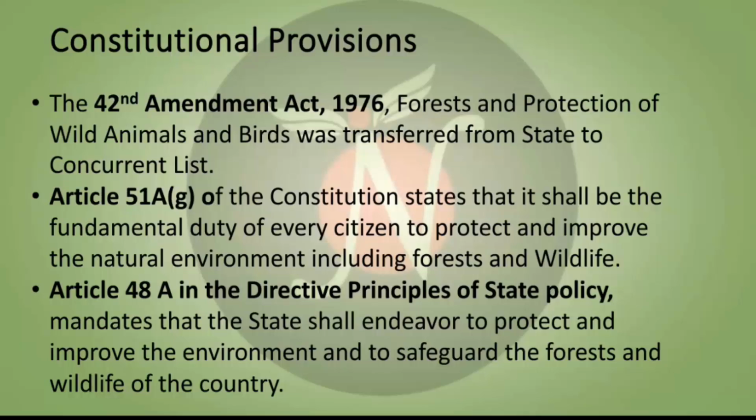What are the constitutional provisions? Through the 42nd Amendment Act of 1976, the protection of wild animals and birds was transferred from the state list to the concurrent list. Article 51A of the Constitution states that it shall be the fundamental duty of every citizen to protect and improve the natural environment, including forests and wildlife. Article 48A in the Directive Principles of State Policy mandates that the state shall endeavor to protect and improve the environment and to safeguard the forests and wildlife of the country.